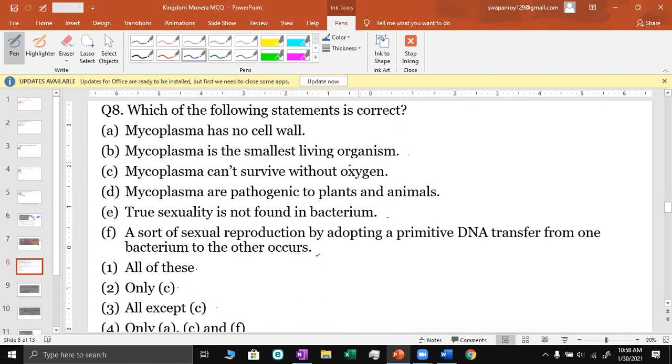See here, this is mycoplasma, it has no cell wall, this is a correct statement. It is the smallest living organism, correct statement. Mycoplasma is pathogenic, it is correct statement. True sexuality we don't get in bacteria, it is correct statement. And primitive type of sexual reproduction, that DNA transfer, it is there. This is also correct statement. Only the one which is not correct is: Mycoplasma can survive without oxygen. So here all except C is our answer. All the statements are correct except C. Okay.